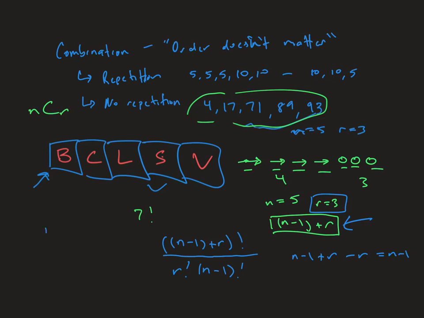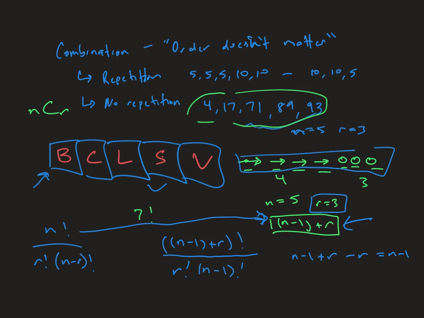Because if you'll remember, the old formula was n factorial over r factorial times n minus r factorial. So our new n is really this quantity because we had 7 spaces. Even though n was 5, remember we had 7. So we realized our new equation is n minus 1 plus r. So that's what goes on top.